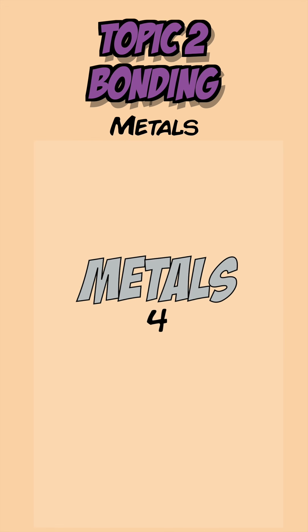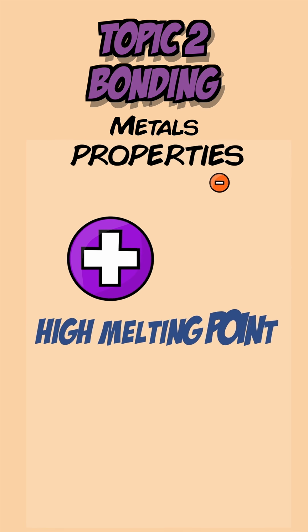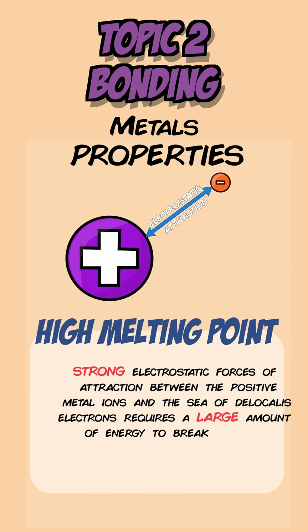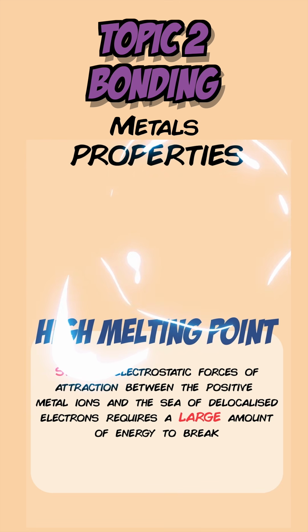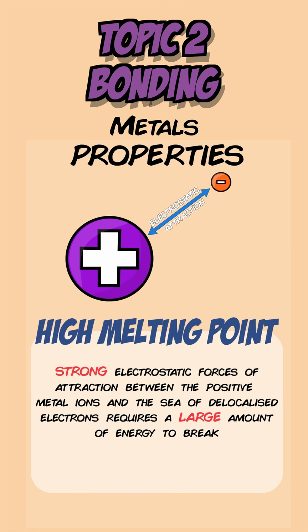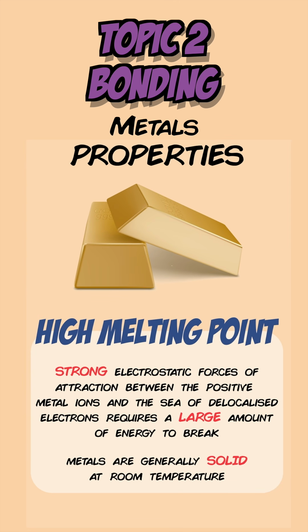Metals have 4 main properties that you need to know about. They have a high melting point, and this is due to the strong electrostatic forces of attraction between the positive metal ions and the negative sea of delocalized electrons. This electrostatic force of attraction requires a large amount of energy to break. This means their melting points are high and explains why metals are generally solid at room temperature.